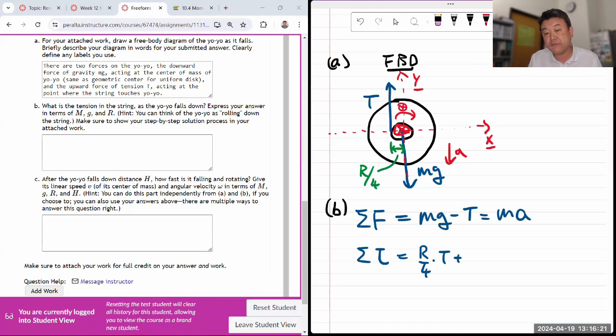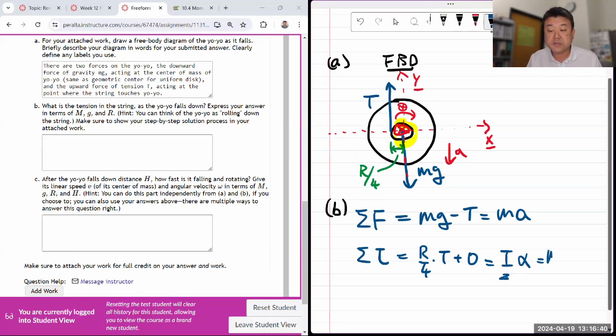gravitational force might have had a lever arm if I didn't define my center of rotation to be here. That's actually one of the reasons I defined it there. So gravity provides zero torque. That should equal rotational inertia times angular acceleration. And if I want, I can even put in what rotational inertia is. That's mr squared over 2 for the solid disk times alpha.